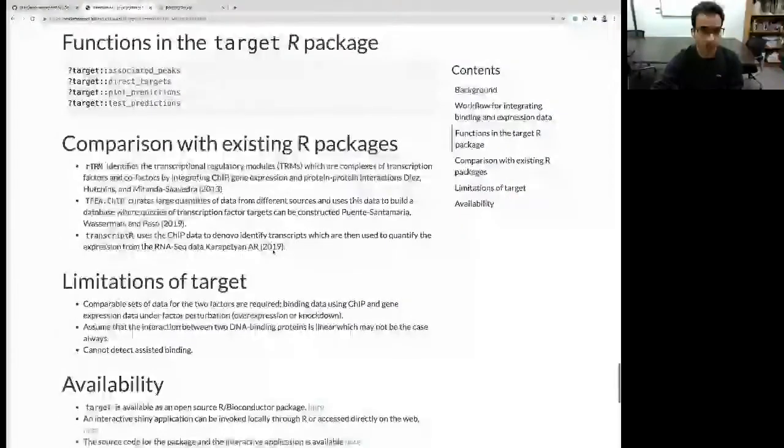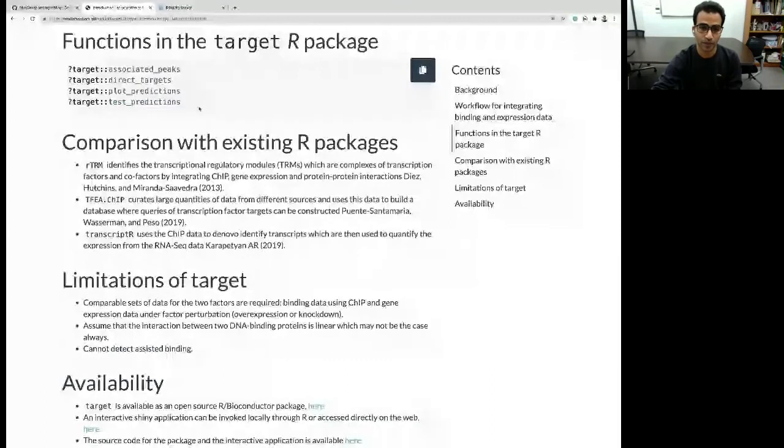So the four functions in this package are: associated peaks, to find the peaks within a certain region and calculate the peak score; direct targets, which integrates the peak score, the gene scores, and then the statistics from the differential expression; and then plot predictions and test predictions, to visualize and test the predictions that we make.